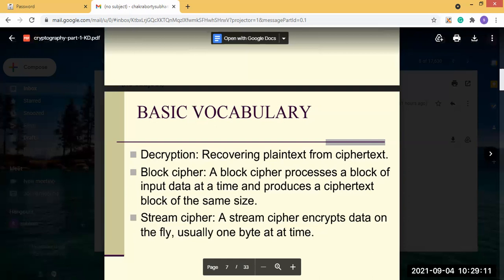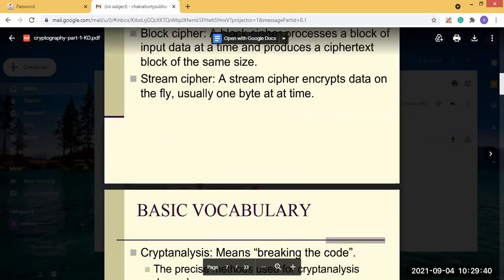So, block cipher and stream cipher. Block means a block of data that comes at a time as input, and this block of data is processed and produces a block of cipher text of the same size. That is the block cipher. And a stream cipher is one byte at a time coming, and one by one it is encrypting the data and converting it to the cipher. So this is the stream cipher concept.